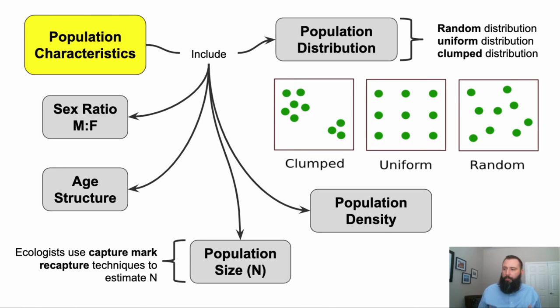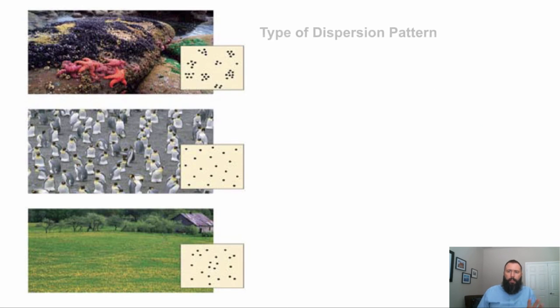Then random distribution we might see as a result of random seed dispersal, or even just maybe coyotes or wolves that kind of belong to a specific territory. A little bit more information here, some more examples too for us. Here again is that clumped dispersion pattern or distribution pattern.